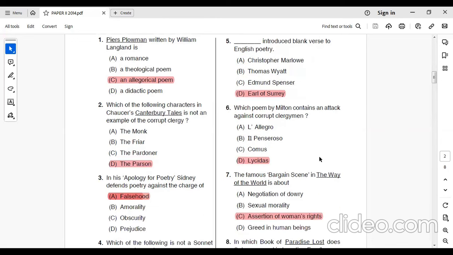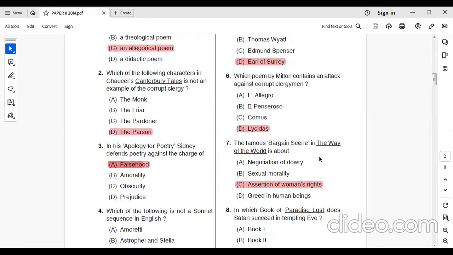And question number seven, the famous bargain scene in The Way of the World. In The Way of the World, it is about what? It's about assertion of women's rights. So what is The Way of the World? The Way of the World is written by William Congreve, and here the proviso scene is very famous because in this scene we see Mirabel and Millamant. They meet to make a marriage agreement.